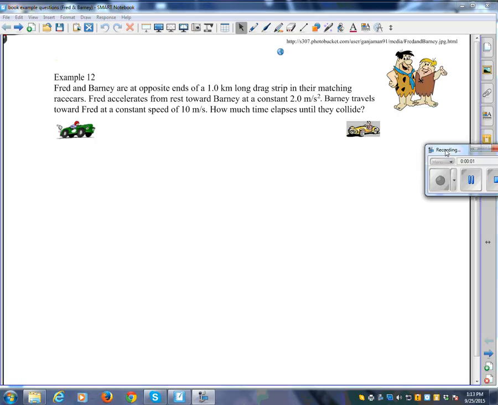We're going to be looking at kinematics problems where we have two moving objects and determining when they are in the same location. What did I miss yesterday?